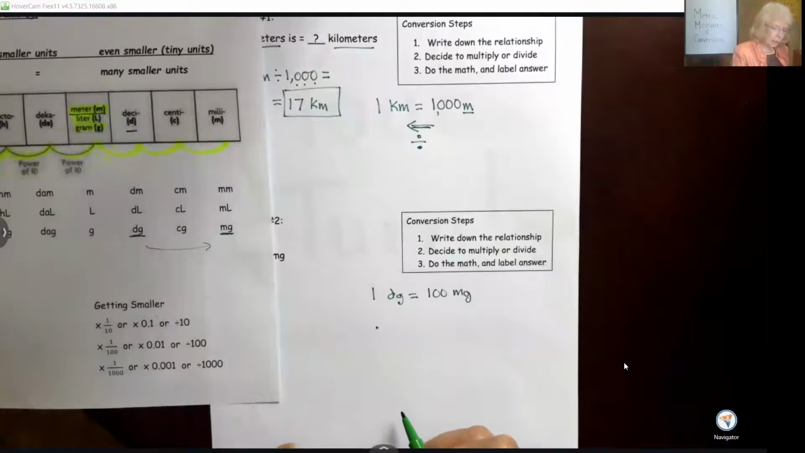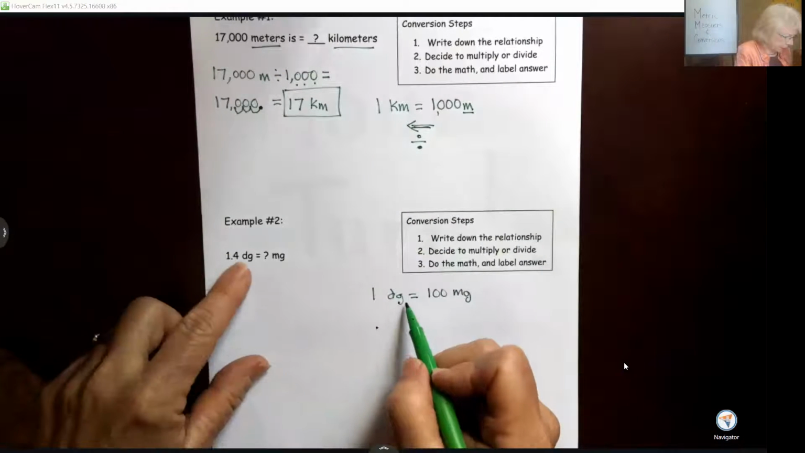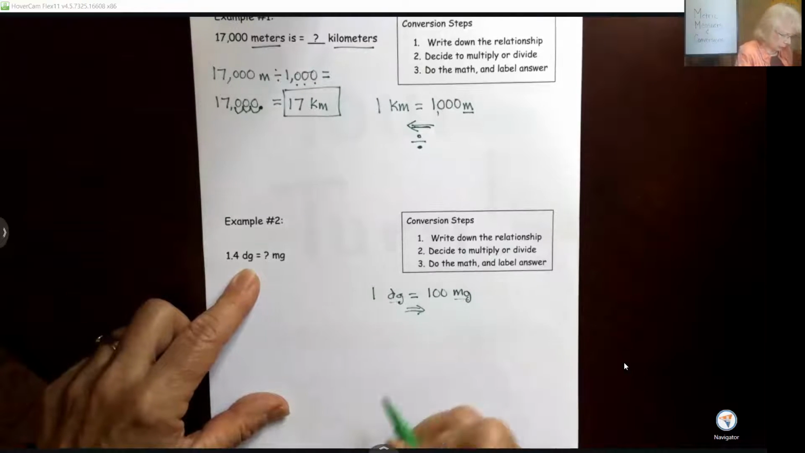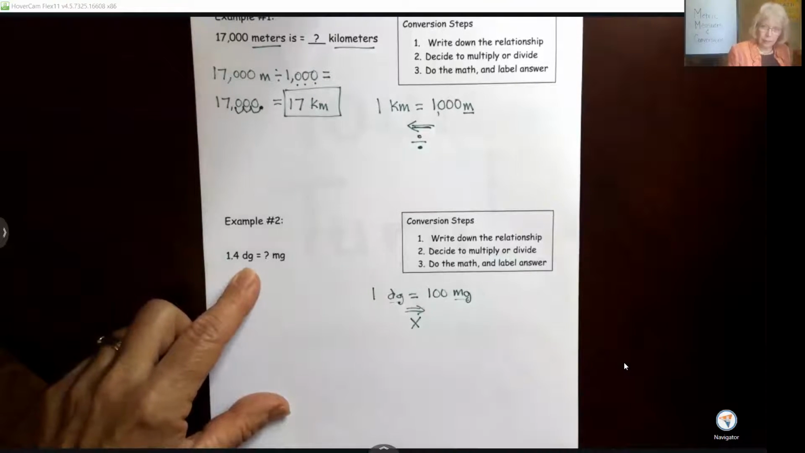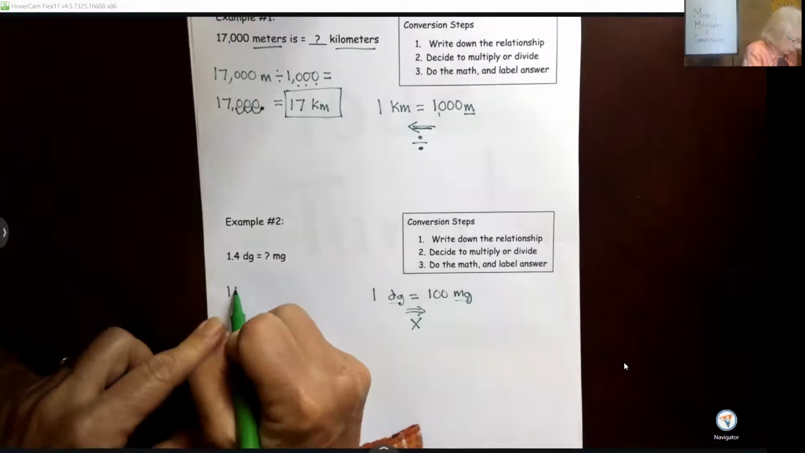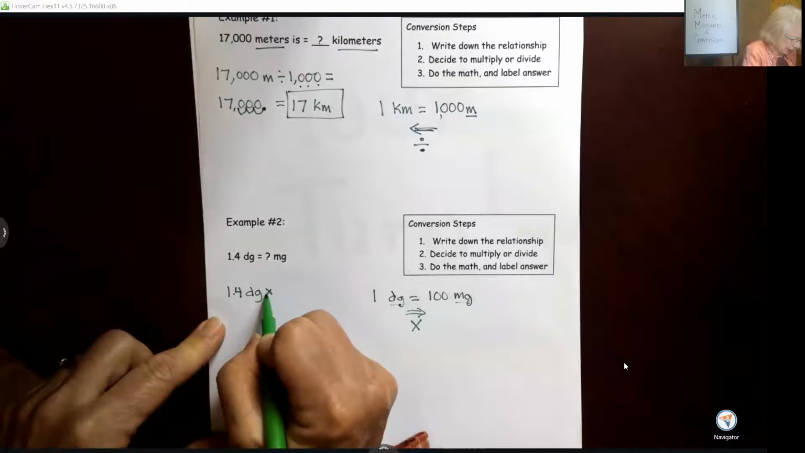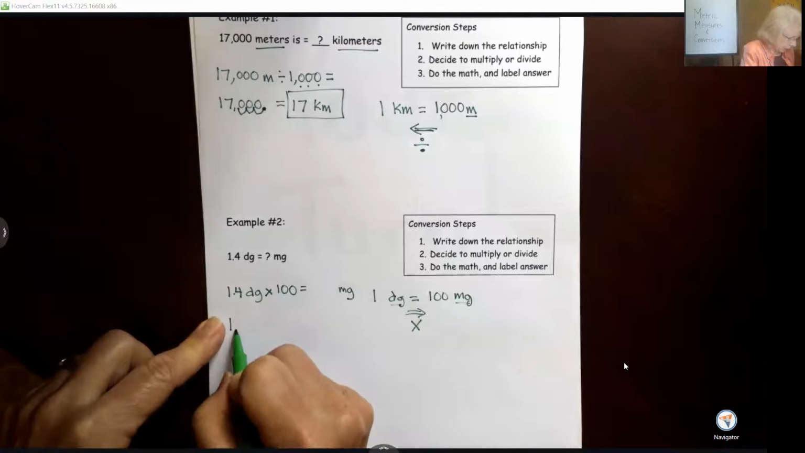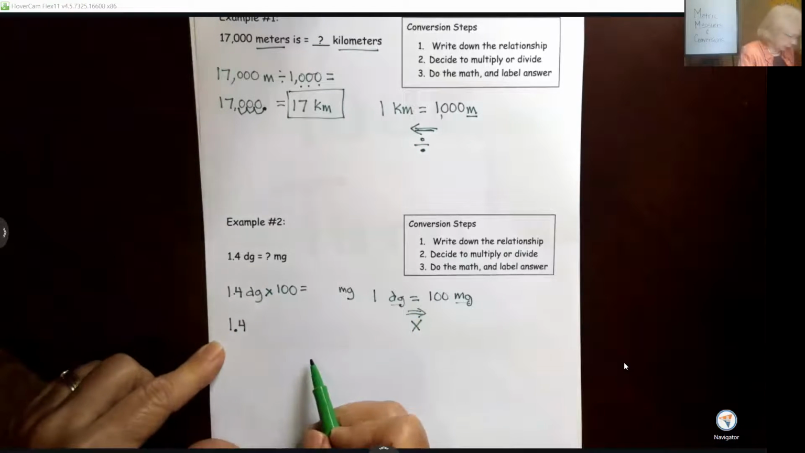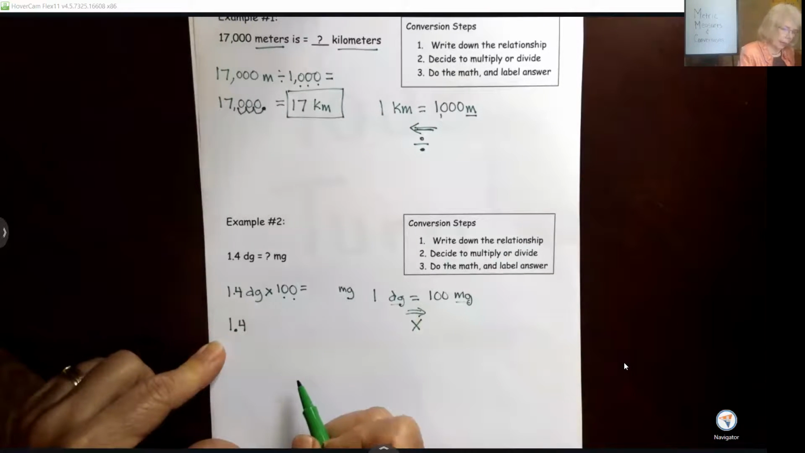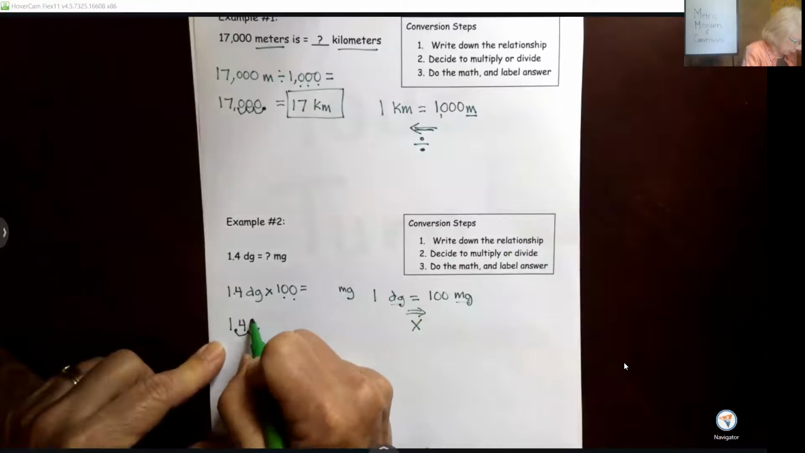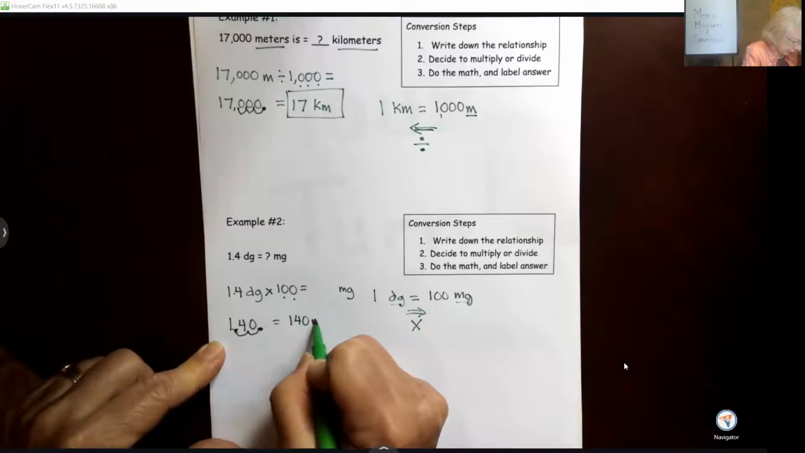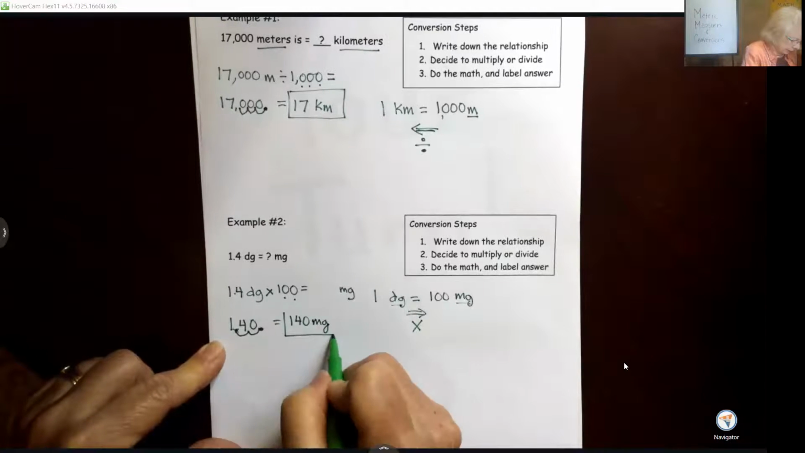Okay? So which way are we going? We're going from decigrams to milligrams, which means we're going this direction. So we are going to multiply. So this time we get to say 14 decigrams times 100 is equal to how many milligrams? So when we're making it bigger, we have to move our decimal point to the right, however many zeros we have. So we're going to move it 1, 2, and put it back in. And we get 1,400 milligrams. And that is our answer.